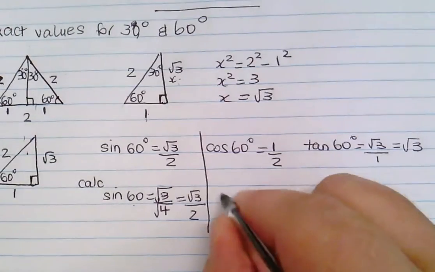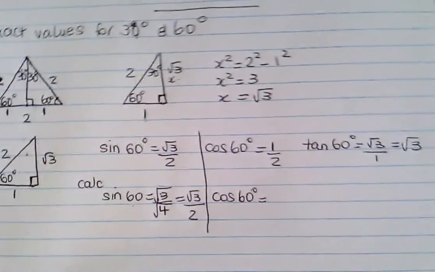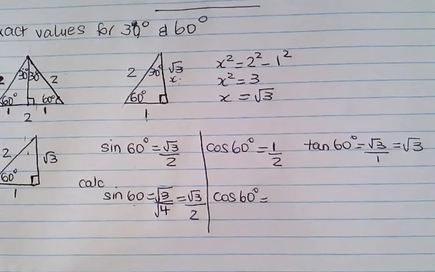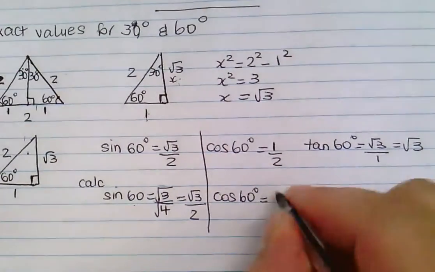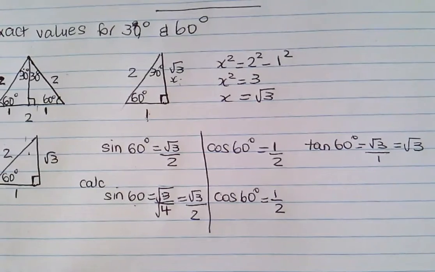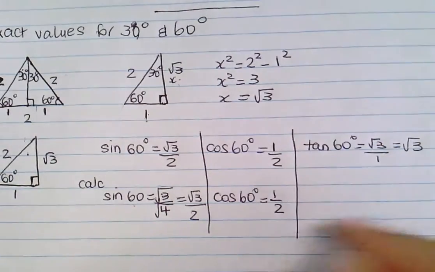The next one, cos of 60 on your calculator. If you get a nice answer, no need to square it. Cos of 60 is a half. Don't square it. It's nice. Do you get it? If it's nice, leave it. Like tan 45 was 1. You don't square it. You only square it if it's horrible.